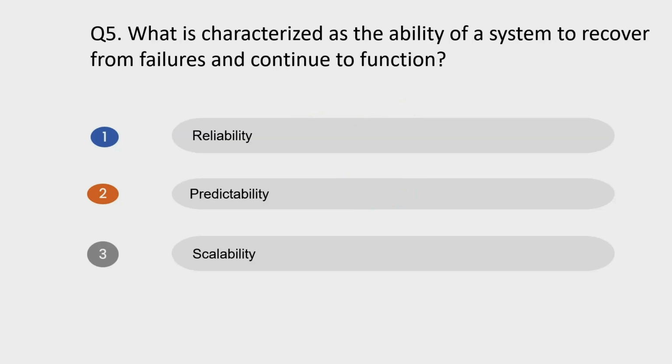Let us move to question number 5. What is characterized as the ability of a system to recover from failures and continue to function? The keyword here is ability of a system to recover. So we have a system which can recover from failures and continue to function. If I take the answers reliability, predictability, and scalability, let us see these answers one by one.